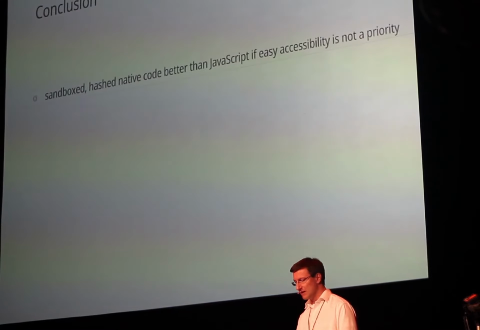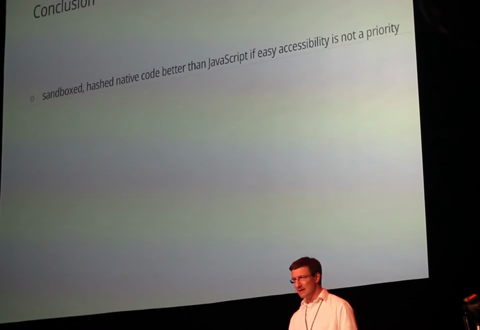As a conclusion, I would say that sandboxed and hashed native code is actually better than JavaScript if accessibility is not a priority. So if you run your binary in a separate sandbox and you don't give it any special privileges, and you hash it, and you look at the hash, and it matches, then the only real attack vector that would go undetected through the lack of auditing is the actual original programmer implementing something bad, or being forced to implement something bad. And this is still a very rare case. So this is the preferred mechanism.